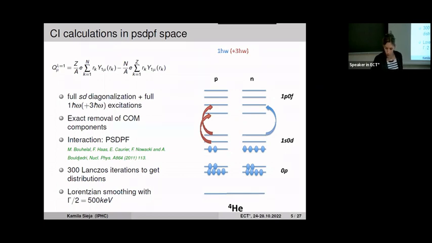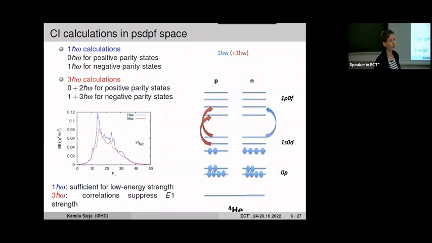Let me just show you one more thing, because I will not discuss in detail all the three h-bar omega results for the simple reason that the interaction was not adjusted to three h-bar omega calculations. So of course, if you adjust on one-particle one-hole levels, when you make three h-bar omega calculations, the position of different states is moving and it's not reproducing experiments so well.